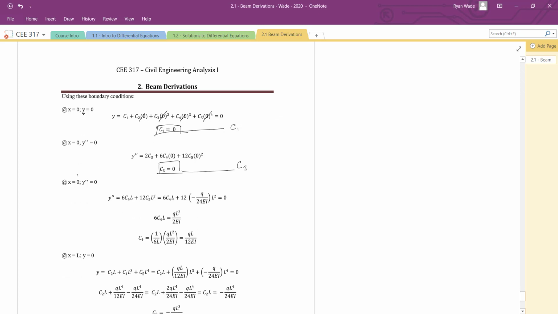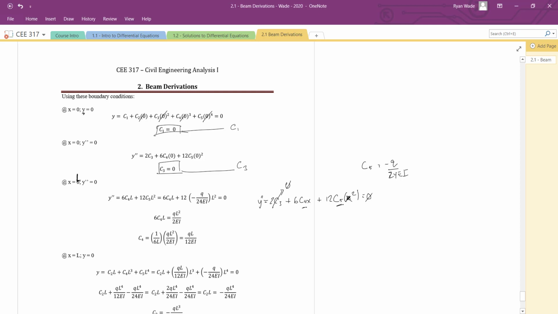Okay, this should be x equals L. So at x equals L, our y double prime is equal to 0. And I did it this way on purpose. So our y double prime actually looks like this: 2c3 plus 6c4 x plus 12 c5 x squared equals 0. Well, I have c3, and that equals 0, so that's why there's no c3 term. c4 we haven't solved yet, and I do have c5. c5 was equal to negative q over 24 EI.